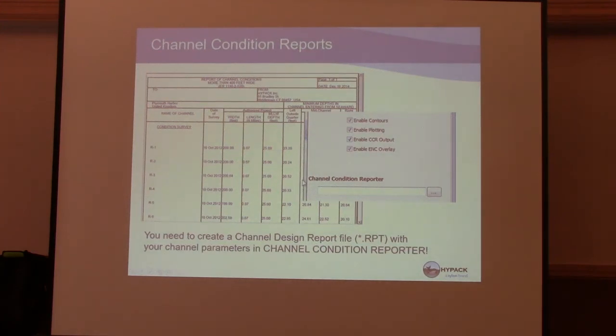the channel condition report requires, we still have the channel condition reporter program that's under utilities, where you basically lay out your channel framework, set up your reaches and everything, and save out to what we call, I think it's a CCR file or something, RPT file, I'm sorry, that retains all the framework. So if I had one in this project, I could load that, enable the CCR output, and it's going to create your standard channel condition report that Army Corps supplies to NOAA for the controlling depth within the channel at different ranges.